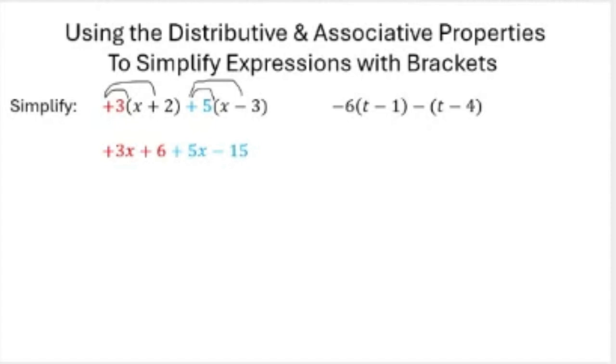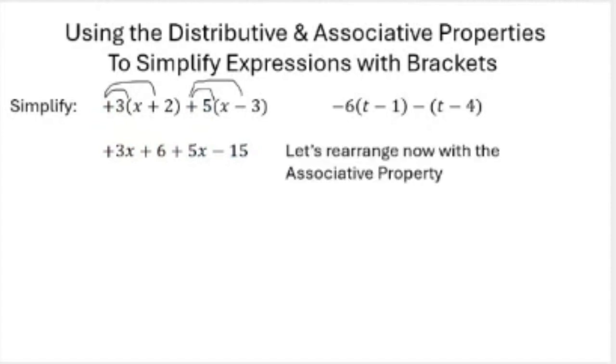And then I'm going to erase those colors, because now I'm going to rearrange this in a different way. I want to collect like terms, so I'm going to rearrange now with the associative property. I'm going to take all of the x's and put them together, and all of the ones that don't have a variable and put them together. Those are called the constants. The 6 and the negative 15 are called constants. And now I can combine 3x plus 5x is 8x.